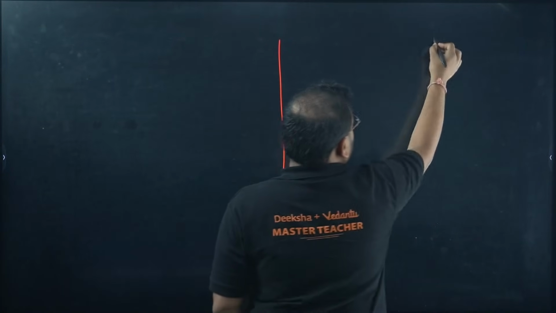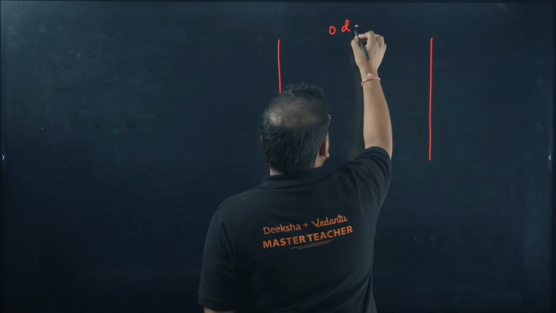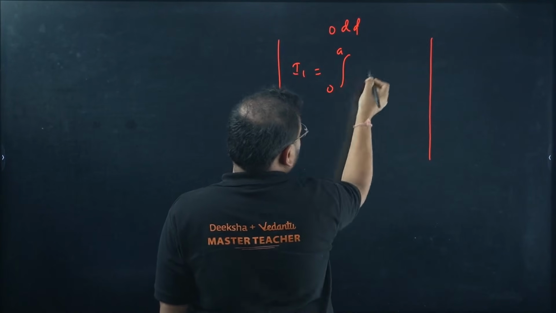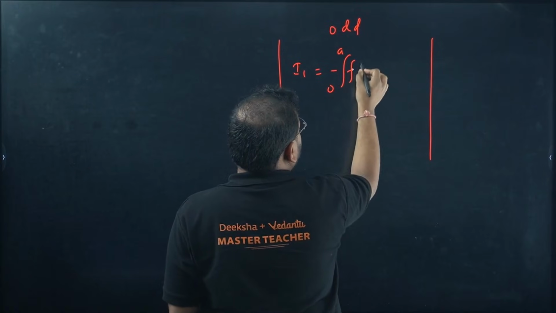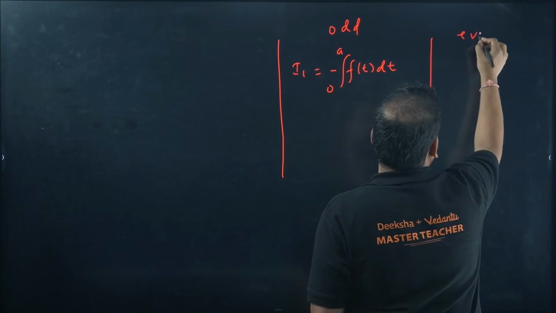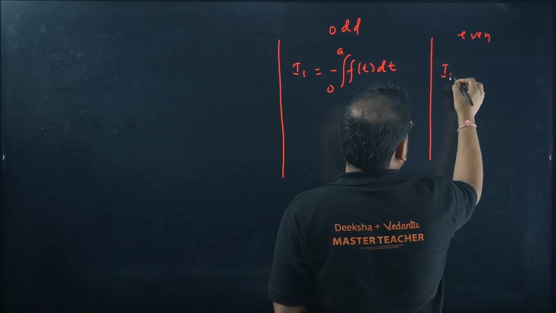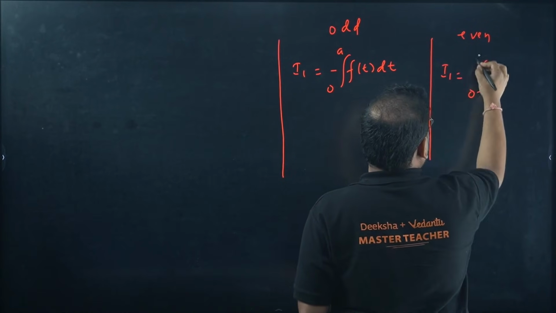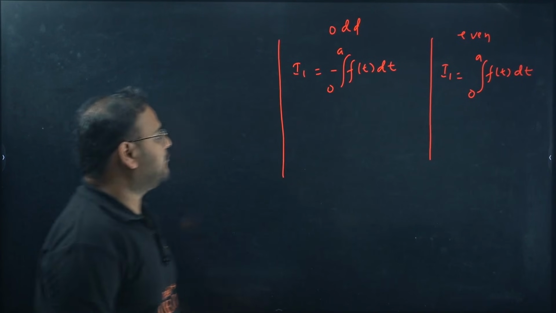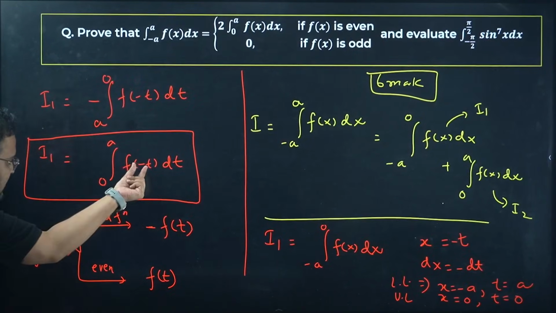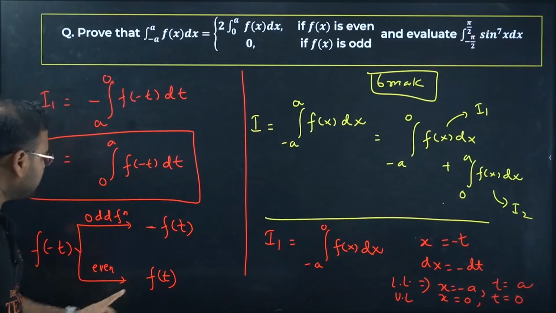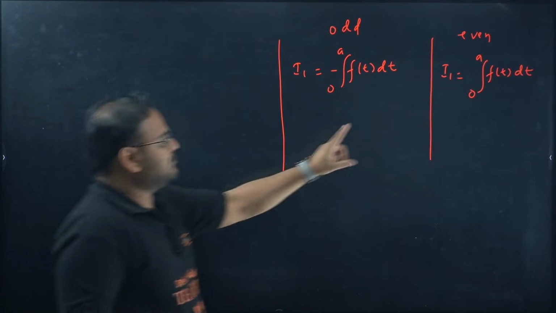So you have two cases, right? For an odd function, check my I1: 0 to a f of minus t becomes minus f of t dt, and for an even function I'll have I1 as 0 to a simply f of t dt. This becomes minus f of t for odd function, and for even this stays as f of t. That is what I've written over here.